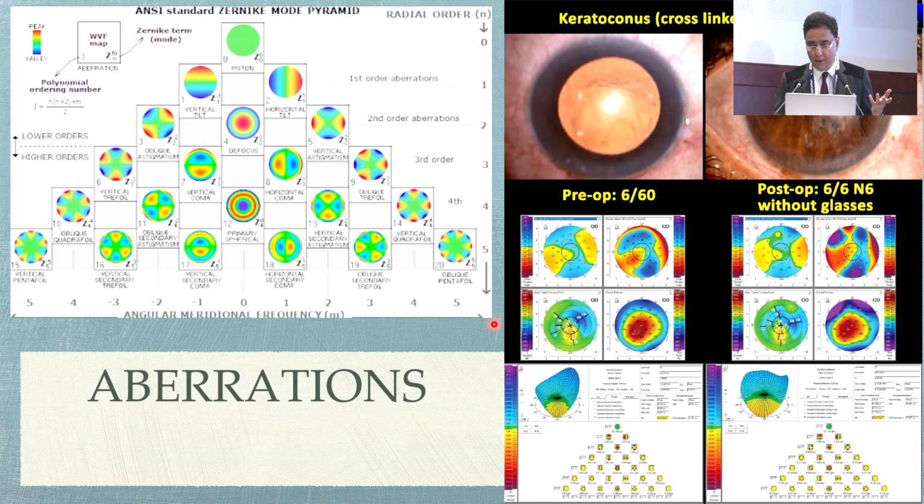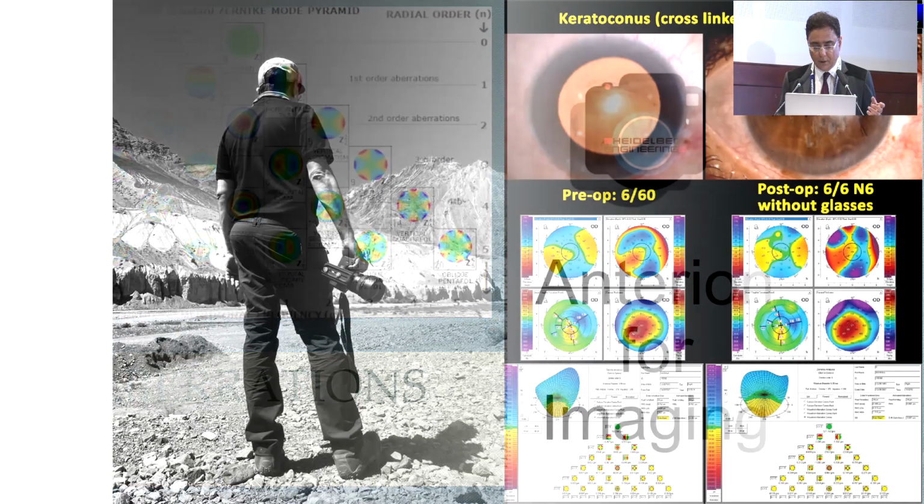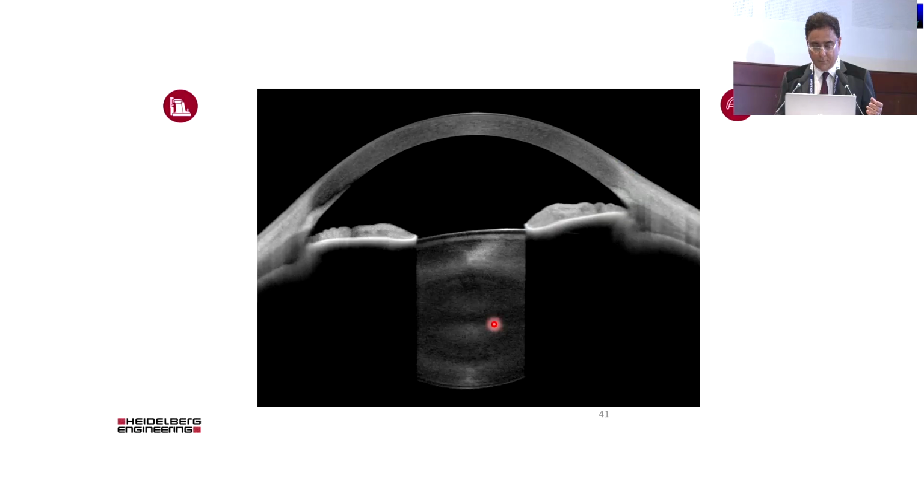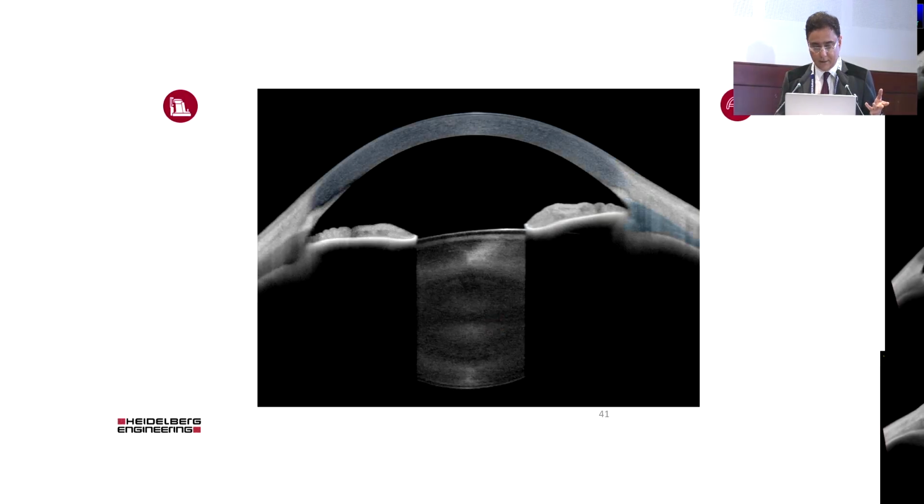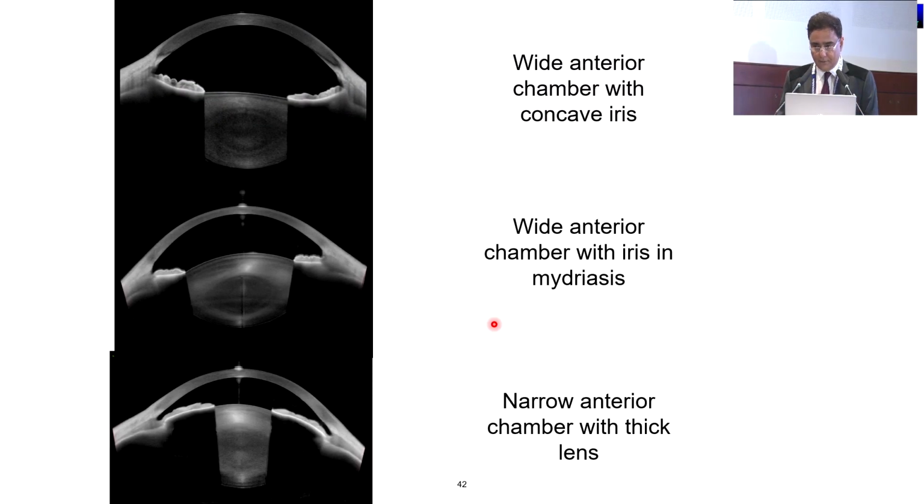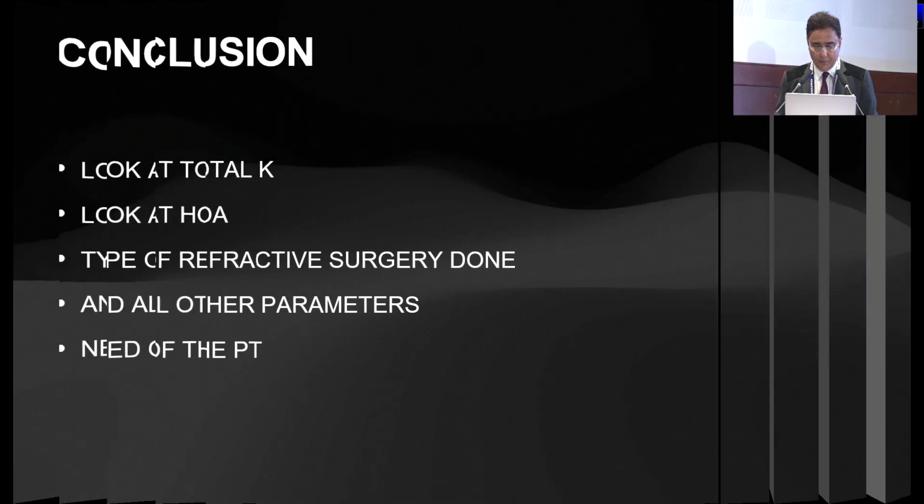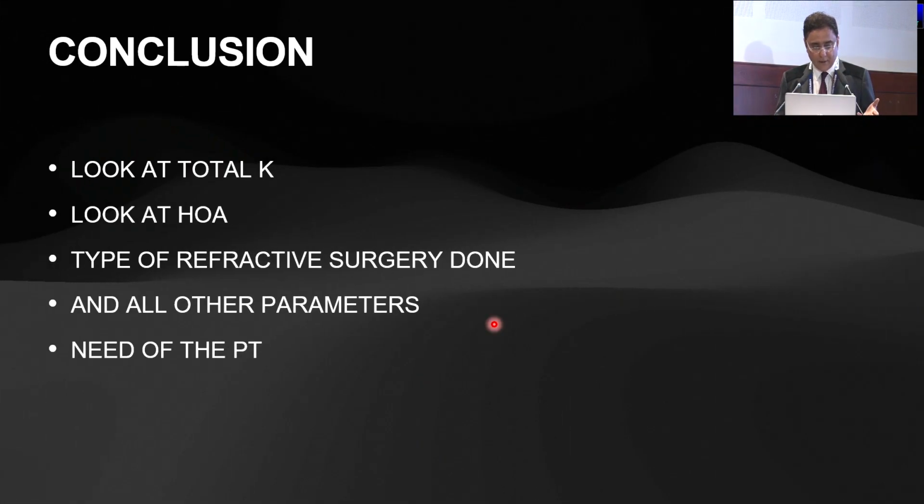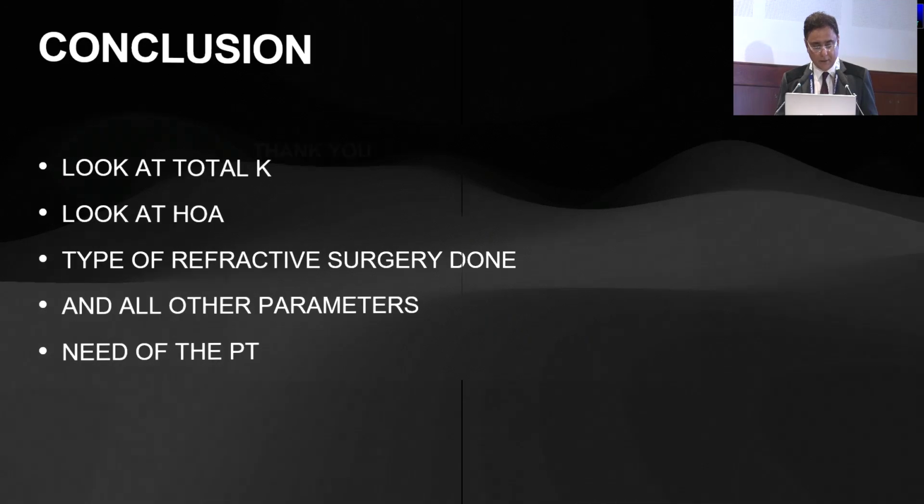This is our friend Amar, who invented the pinhole pupilloplasty. If you have high order aberrations, you can do a small pinhole pupilloplasty, and it improves the quality of vision. Of course, imaging is important as far as this is concerned. So we look at the angle, which is very, very important, whether it's myopic or hyperopic, and look at high order aberrations, refractive surgery, and all the other parameters that are needed.